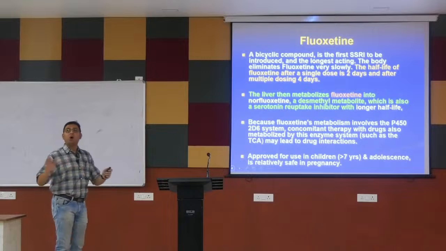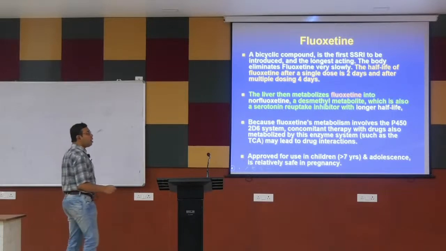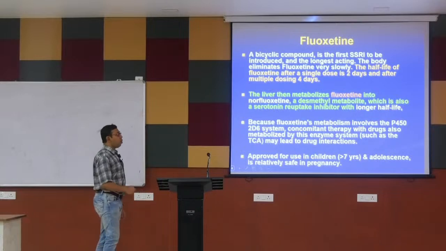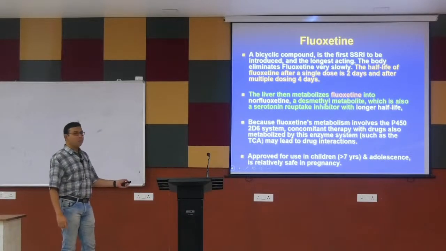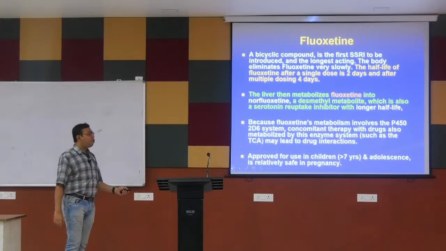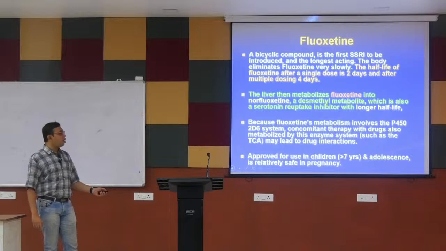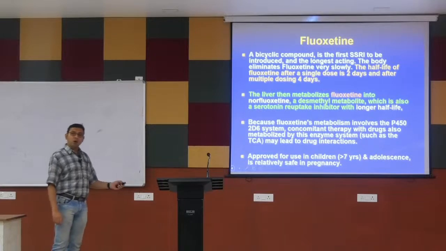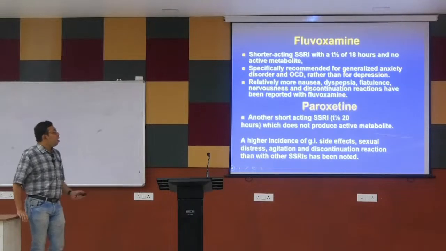That's why it is a very long-acting drug. The liver metabolizes it into norfluoxetine and ultimately this is metabolized out. It also involves the P450-2D6 system. That's why there may be some drug interactions, and it is approved for use in children greater than 7 years and adolescents, and it is relatively safe in pregnancy. So fluoxetine can be given after 7 years and also in pregnancy.